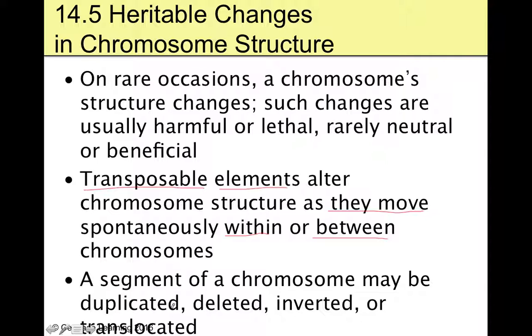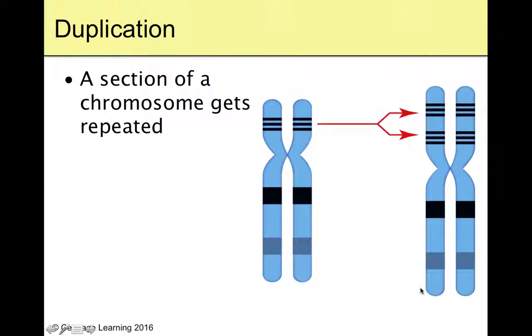Duplicated means you make a second copy of it. Deleted means you remove it. Inverted means you break it off, turn it the opposite direction, and reinsert it. And translocated is you break it off, move it somewhere else, and reinsert it. And these are pretty much all going to be really bad things.